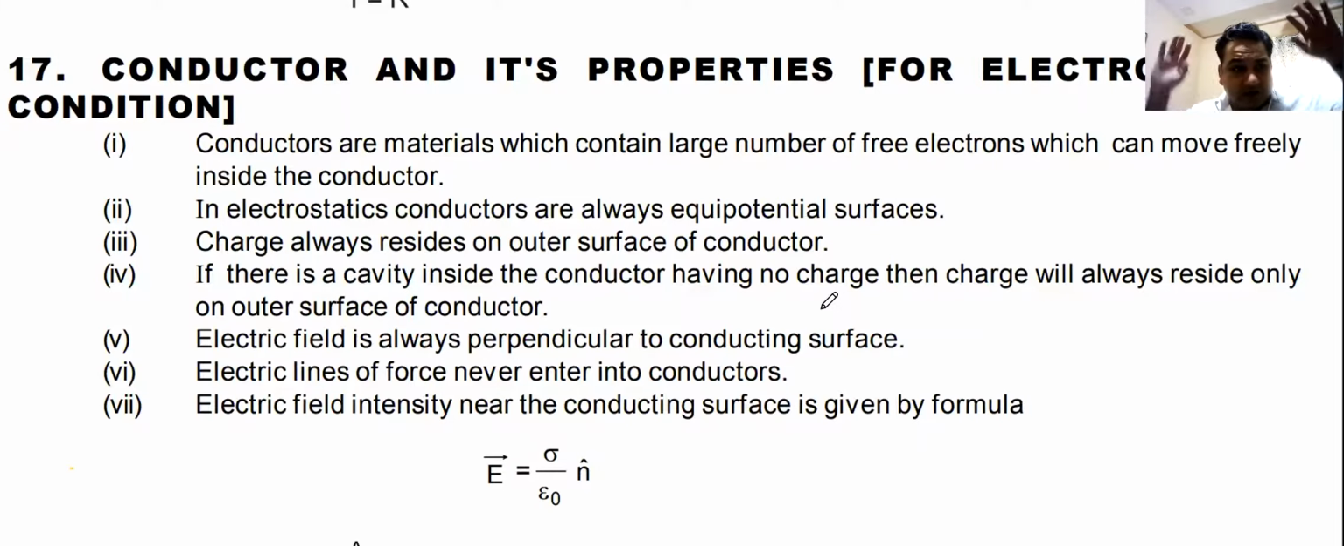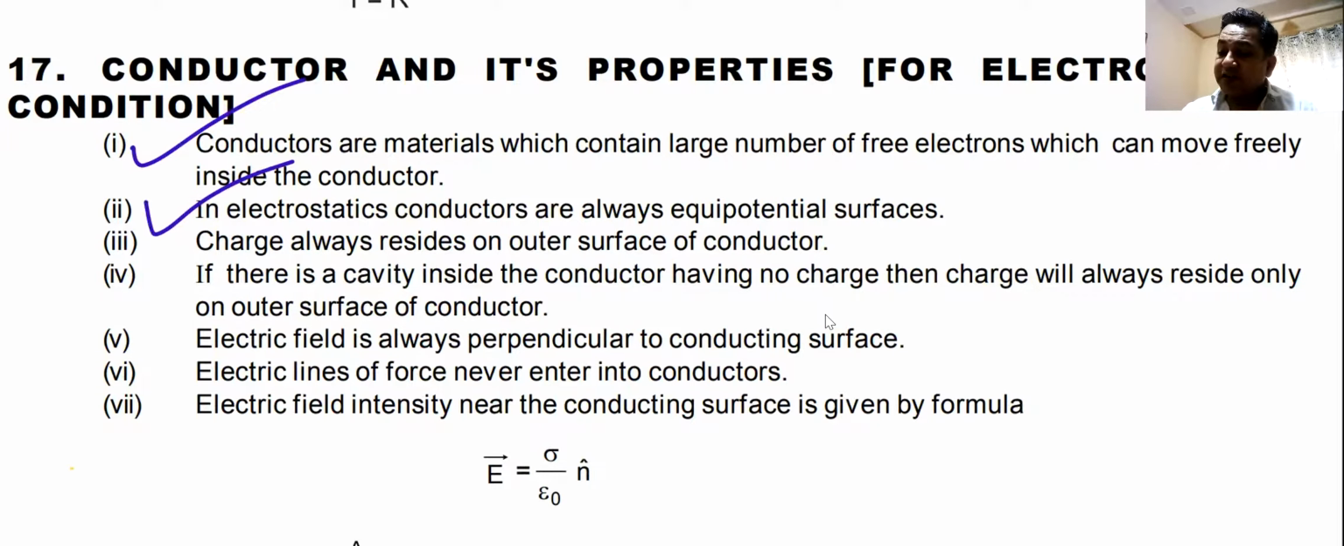You understand how to find it out? Okay. The last topic in this is conductor and its properties. Conductors are materials that have a large number of electrons. They are always equipotential. Charges only come on the outer surface if there is a cavity.